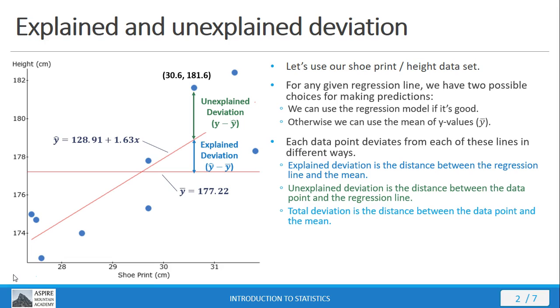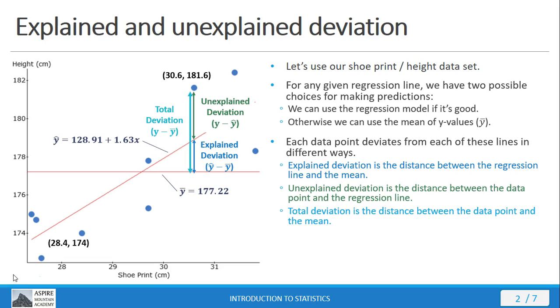Of course, you can either explain the deviation or you can't explain it, so there's your only two options. So if you add them both together, you're going to get the total deviation. And so that's just going to be the total distance between the data point and the mean line. So here's our different types of deviation, and we can calculate this for any given data point in the data set.